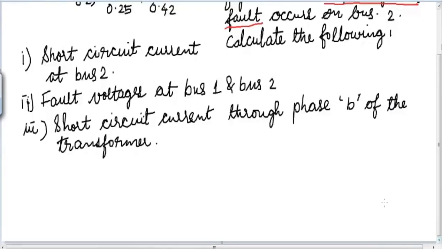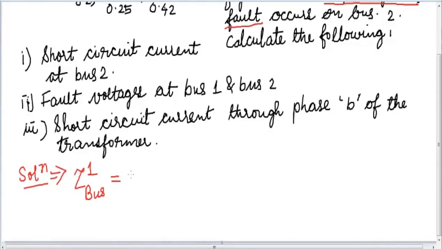Now what we require in the solution is ZBus 1. Why? Because in case of a three-phase fault, you know only the positive sequence component is available. The negative sequence component and the zero sequence component are not present. So we are interested only in the positive sequence component value.